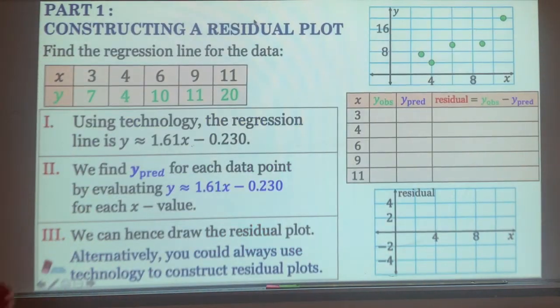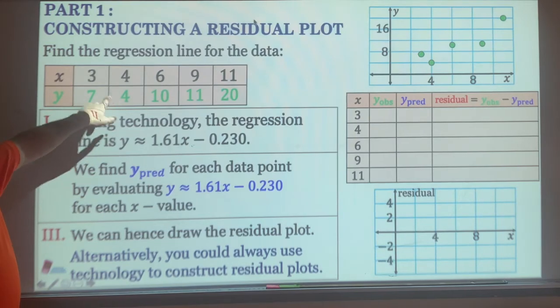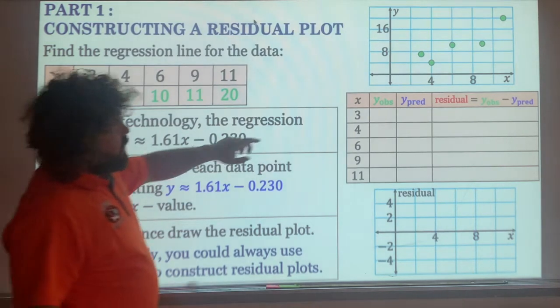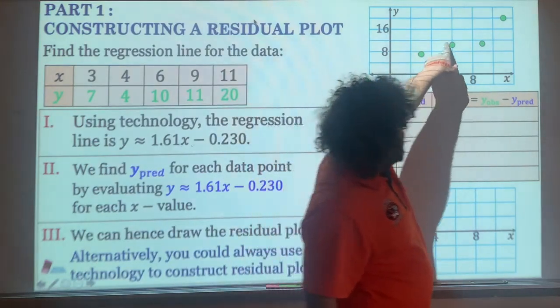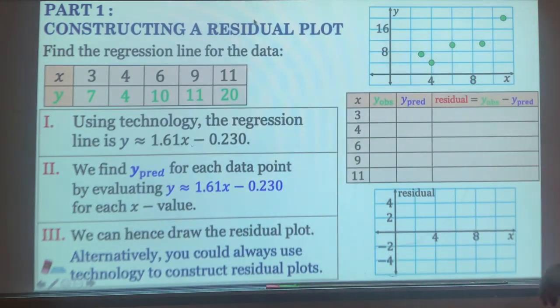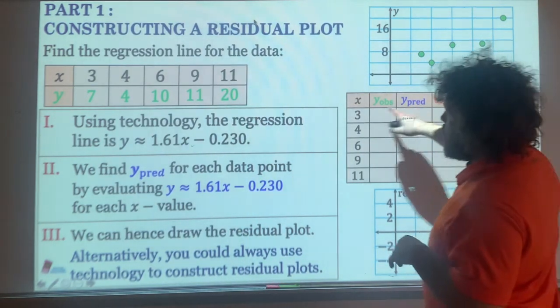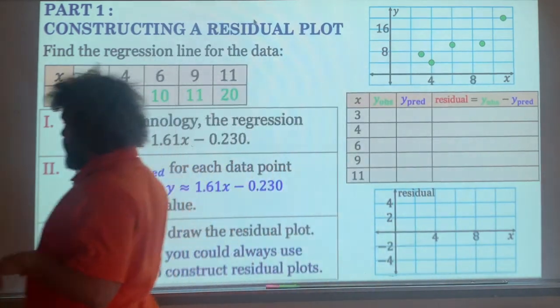Okay? Now, here's how you construct a residual plot, and it's actually pretty easy. So what I did here was, I gave you some data, and this is my y values, this is my x values. Okay, these are my points right here that are observed. So the first thing is, we're going to use technology here to find out what the regression line is.